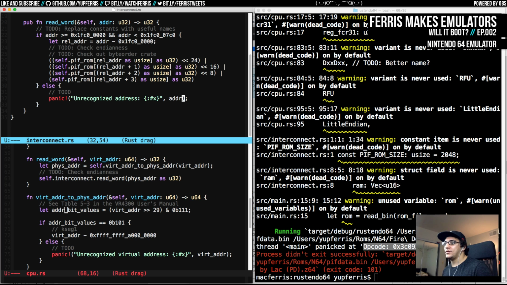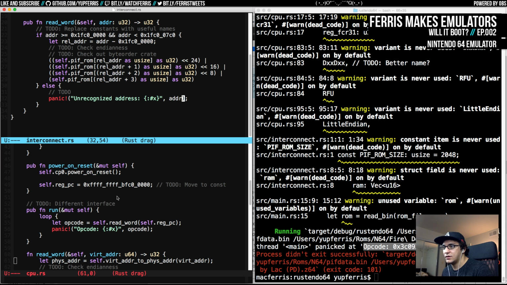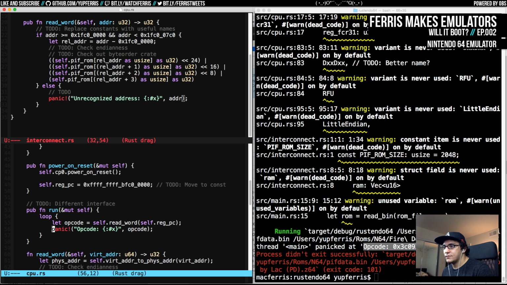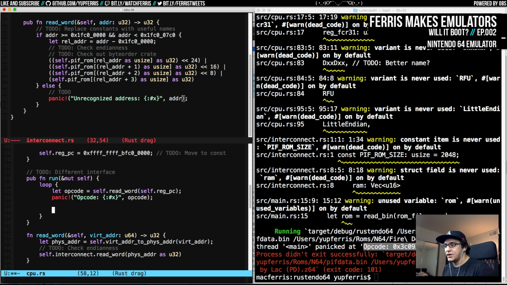Now we are going to actually interpret this opcode. So we've read the opcode, and where were we? Here. Here's what I want to do. I want to match on the opcode.